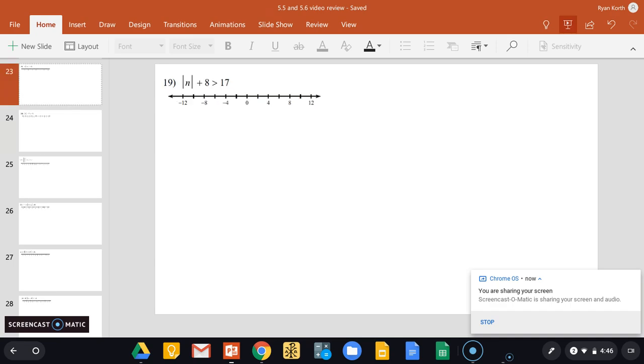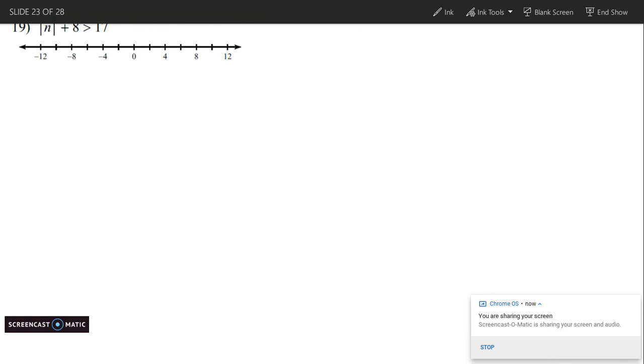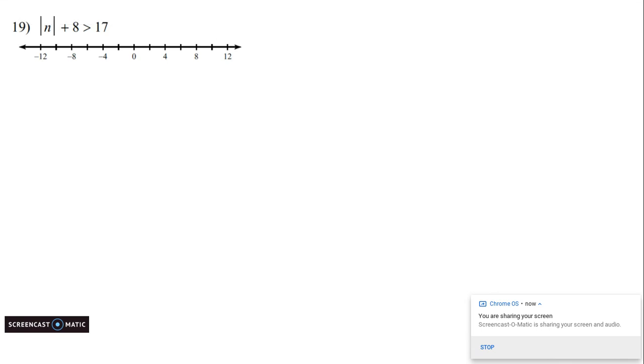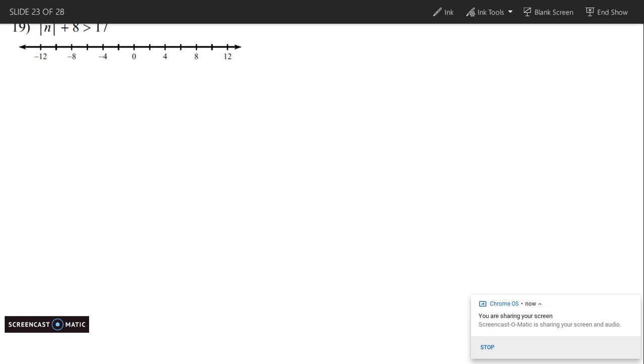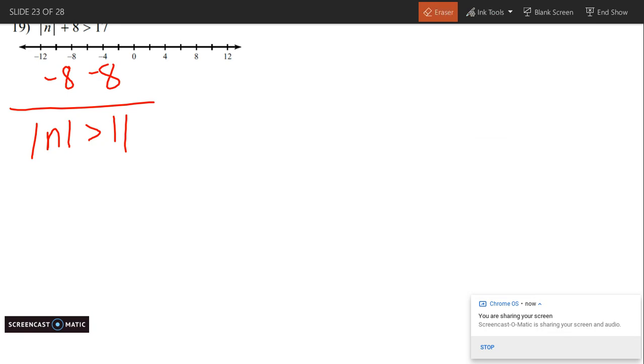All right, last few problems we need to work through here. First one here, we want to get absolute value by itself before we can set up the two inequalities. So I'm going to subtract 8 on both sides. That gives me absolute value of n greater than 11. I'm sorry, 9. Math is hard, guys.